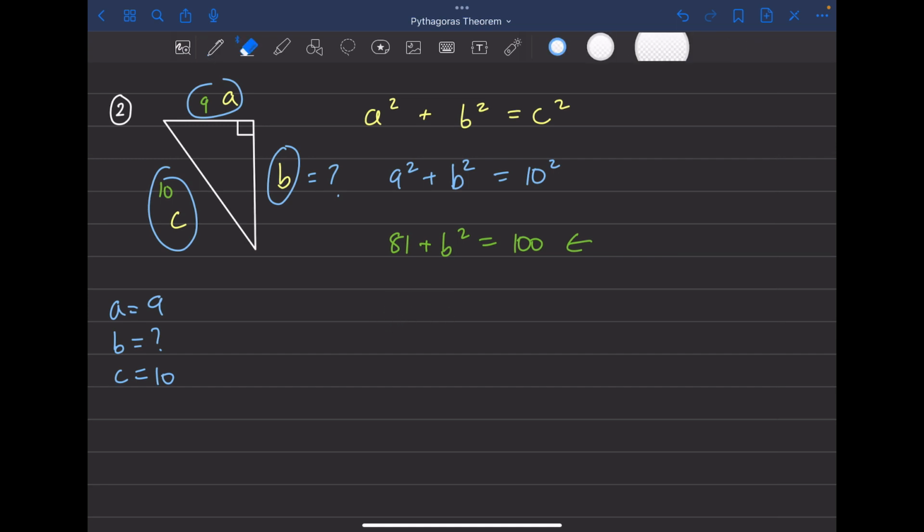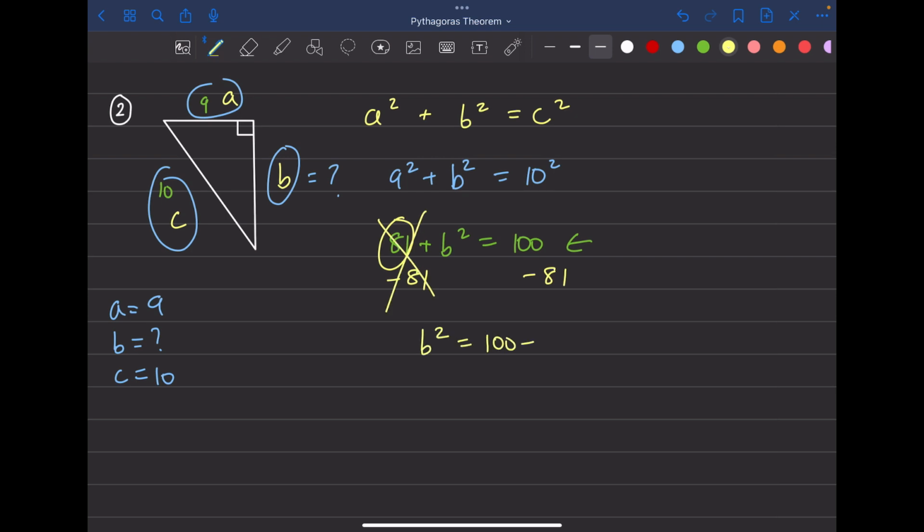But if you want to find B, you want to solve for B. So how do you get rid of this 81? You subtract 81 from both sides of the equation. So this goes away. You're going to be left with B squared is equal to 100 minus 81, and then 100 minus 81 is equal to 19. So B squared is equal to 19 so far.